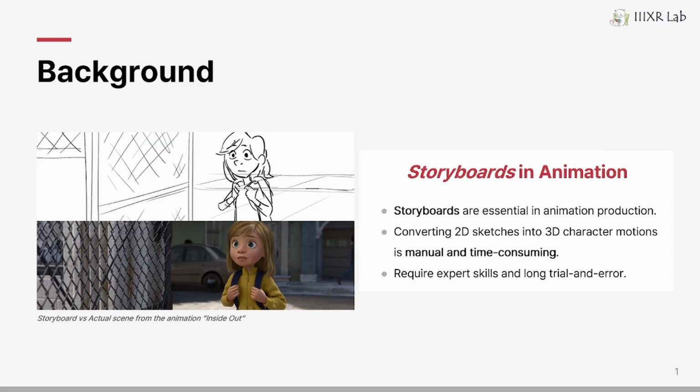Storyboards are essential in animation production. They help artists visualize ideas and plan the motion before the actual animation process begins. However, converting 2D sketches from these storyboards into 3D character motions is still a manual and time-consuming process. It requires years of professional experience and often involves repetitive trial and error to achieve the right motion. This gap between 2D creative expression and 3D animation production is what motivated this research.